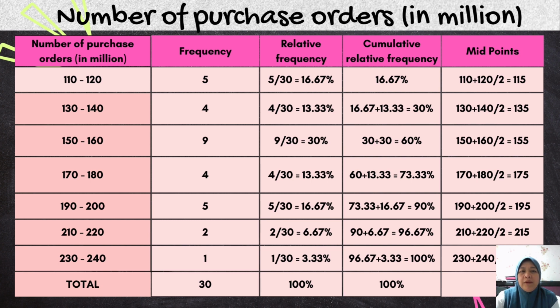For the cumulative relative frequency, we get 16.67%. For the second group, the number of purchase orders is 130 to 140. The cumulative relative frequency is 16.67% plus 13.3% equals 30%, and so on.